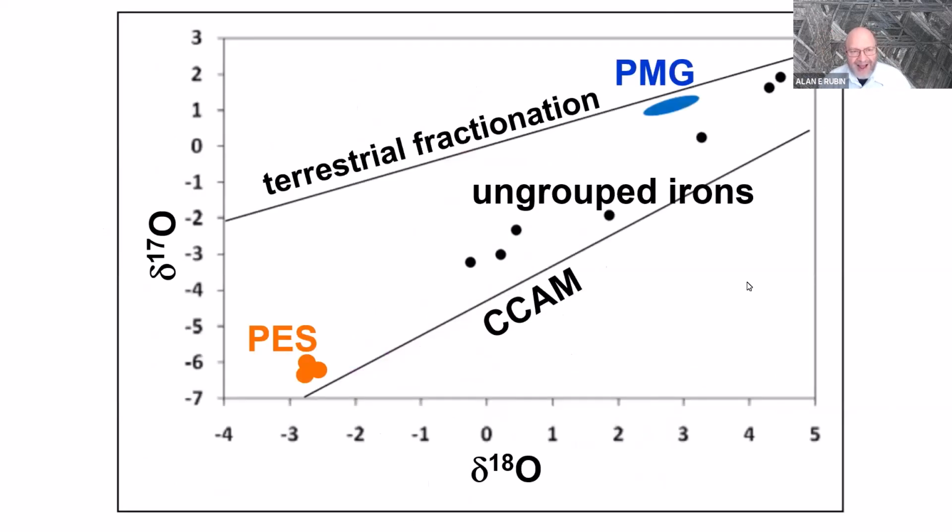In the typical oxygen isotope diagram, we can see that the main group pallasites are there just below the terrestrial fractionation line in blue, abbreviated PMG, and the Eagle Station pallasites, PES, are very close to the carbonaceous chondrite anhydrous minerals line, showing that they're related to carbonaceous chondrites and not to the non-carbonaceous materials like the main group pallasites are.